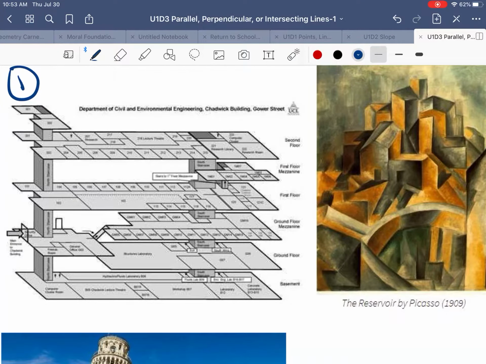A couple of our parallel lines that I can recognize here are these ones, right? And hopefully you can recognize that those represent the different floors, right? This is the basement, ground floor, mezzanine, first floor, mezzanine, second floor, right? Now, if those weren't parallel, what would happen? Eventually, the building floors would run into each other, right? They would be crooked. The ground wouldn't be exactly flat.